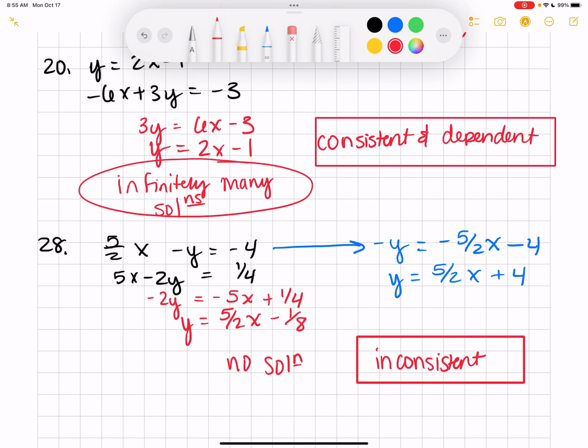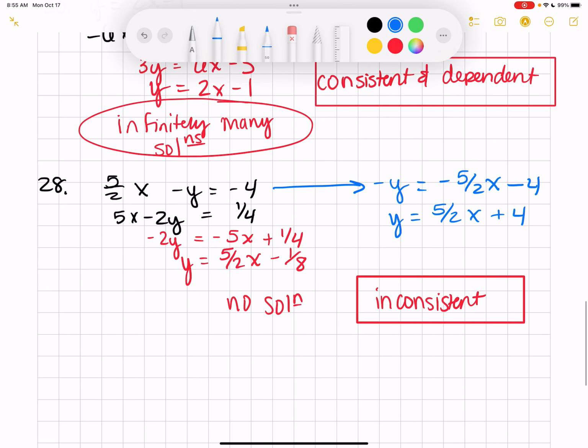So any questions about these ones? Are we okay with these? All right, so your problems 3, 5, 11, 17, 19, and 21.